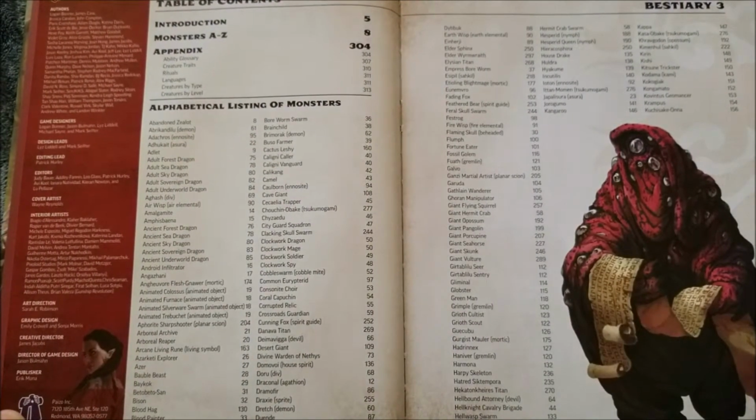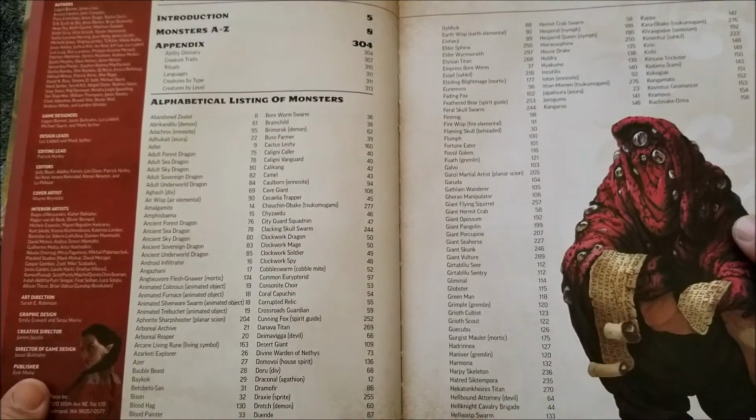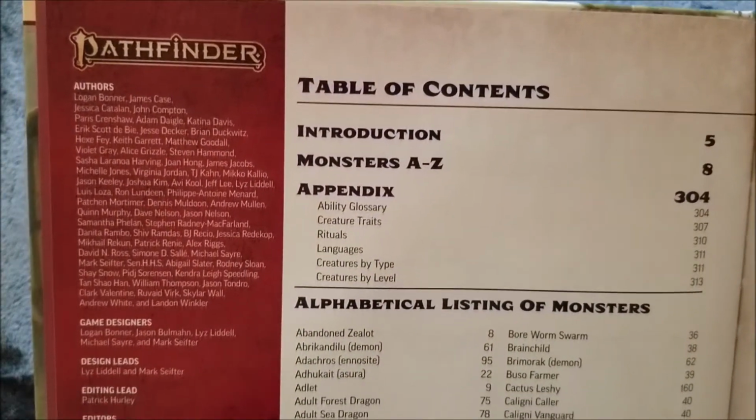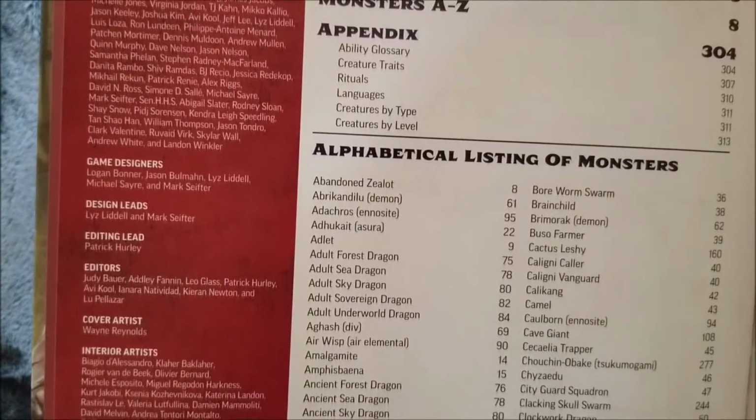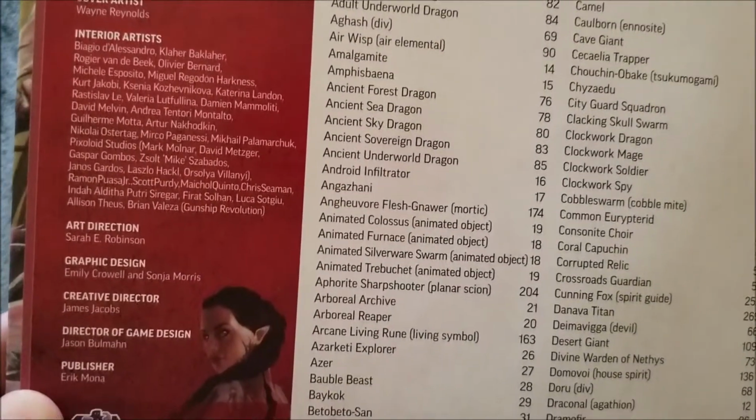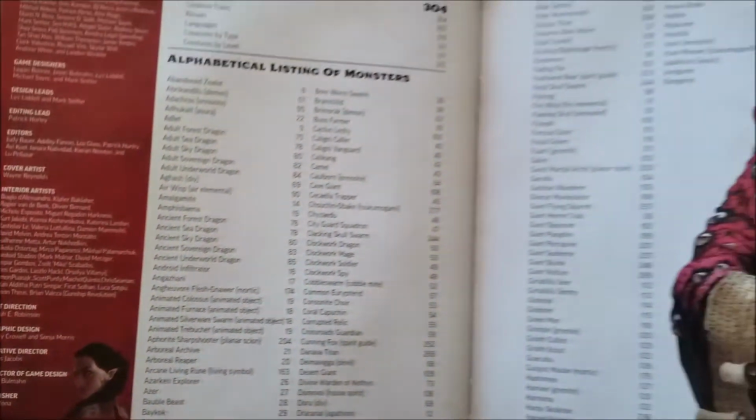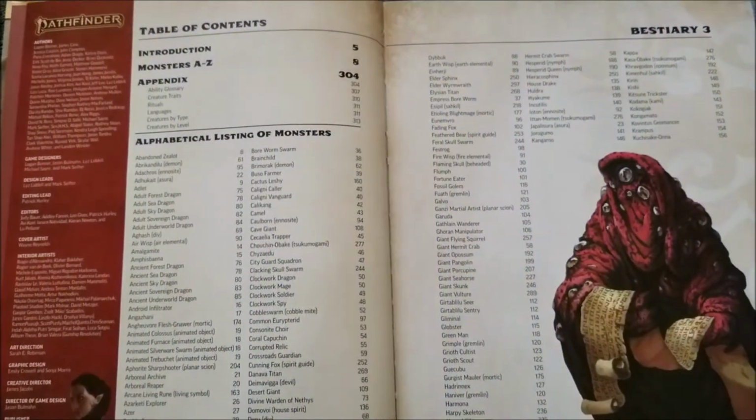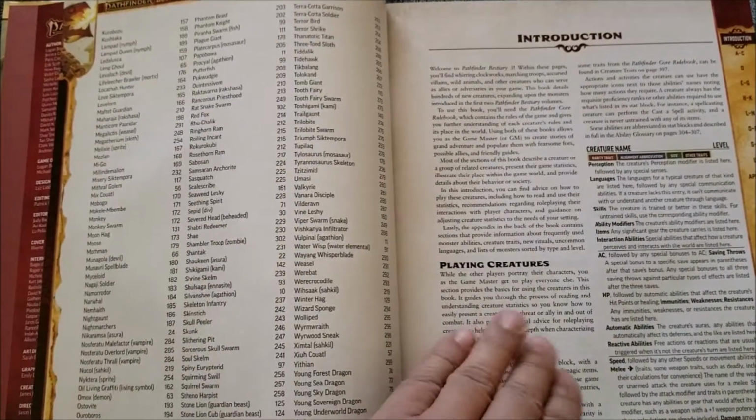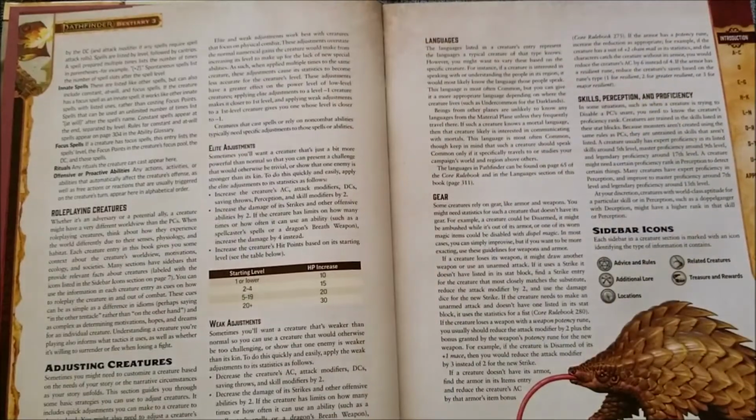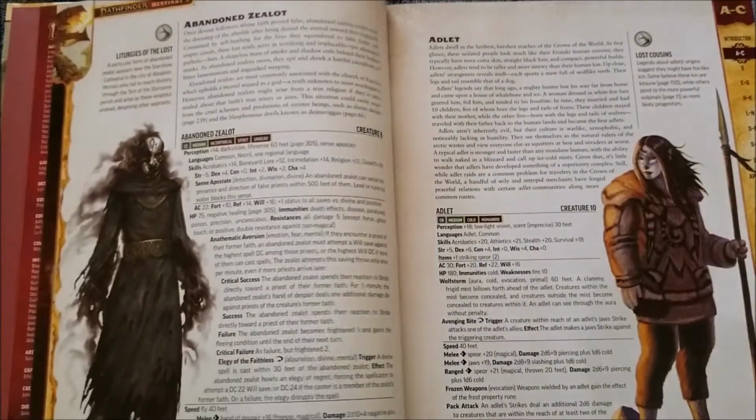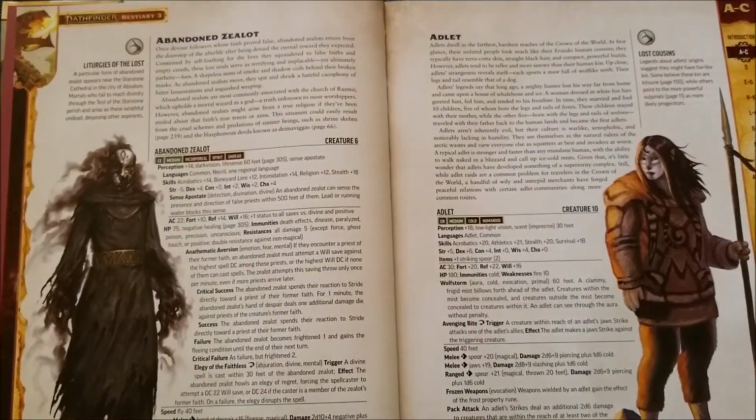Here we go with the table of contents. I don't do this every video, but I try to remember, and that is to take a look at the credits and take a look at the wonderful people who had a hand in creating this wonderful book. All right, there we go. Very cool. Now, once again, I'm not going to cover every monster that's in this book, but I'm going to cover quite a few of them, because there are just too many monsters and not enough time to cover every single one of them.